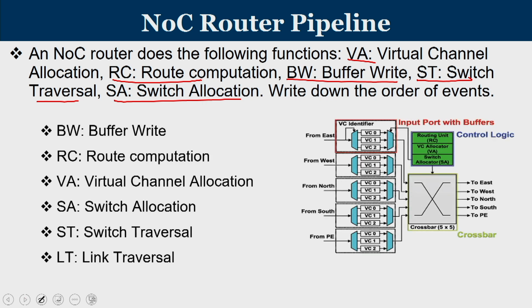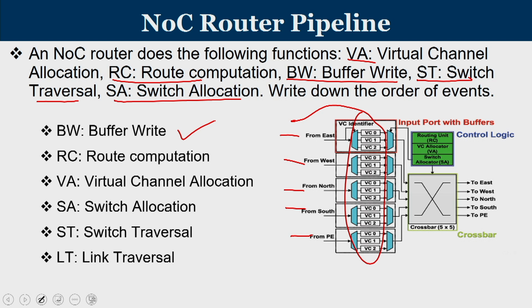So, this is the internal architectural diagram of an NoC router. In a two-dimensional mesh NoC, each router is connected to 4 of its neighboring routers, and there is a link that is connecting to the local processing element. The flits will travel through these ports and reach these virtual channels. These are called buffers. So, buffer write is the first operation that happens.